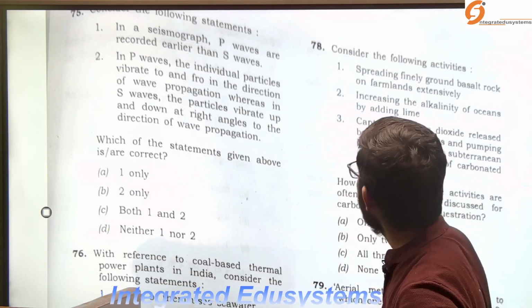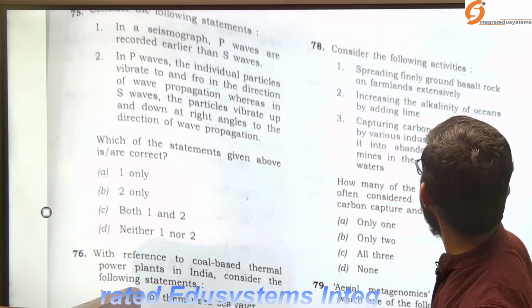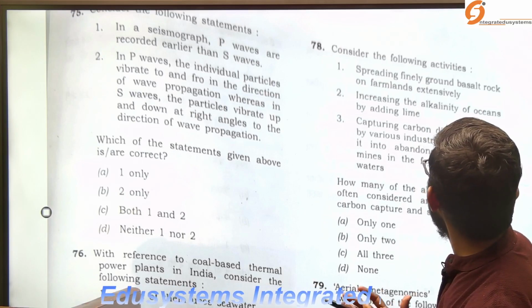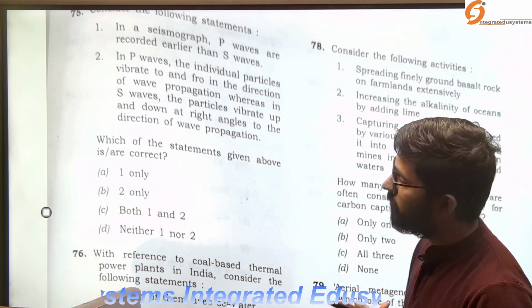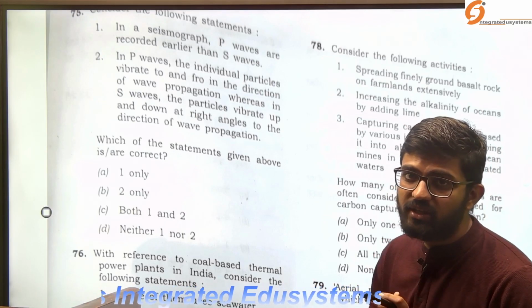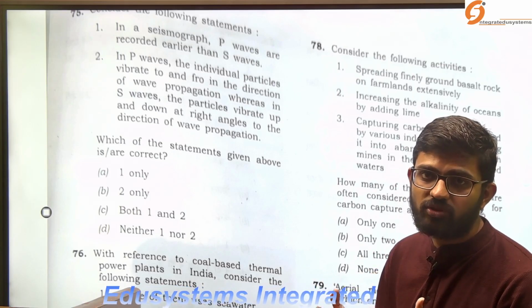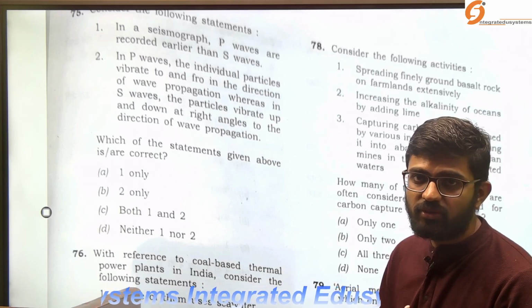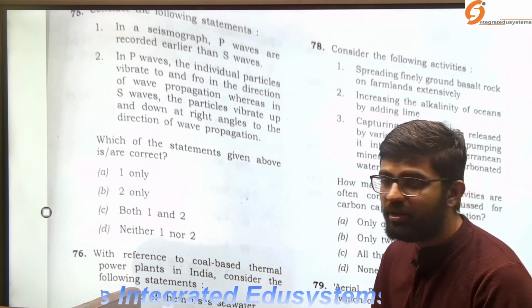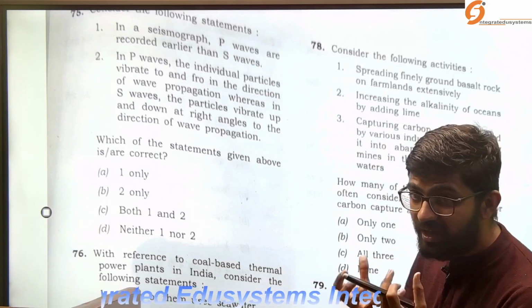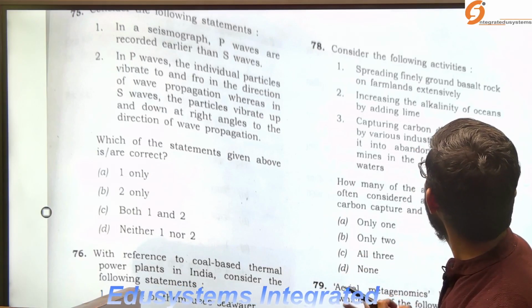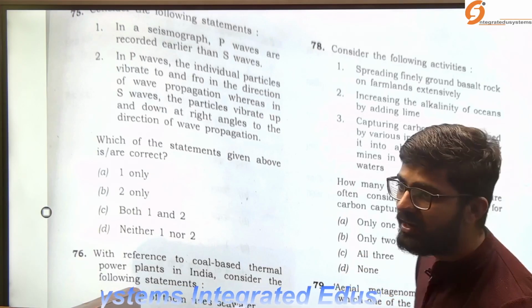With respect to climate change, consider the following activity: spreading finely ground basalt rock on farmland extensively. It increases the organic matter and enriches the soil, so definitely it will capture more carbon. So it would be useful in carbon capturing. Second, increasing the alkalinity of the ocean by adding lime.